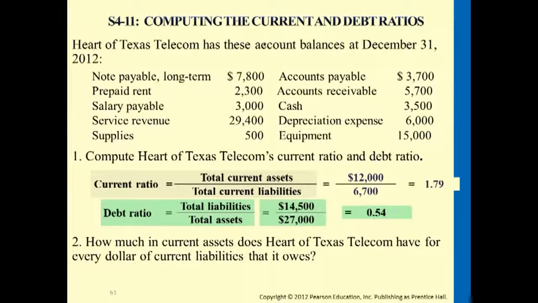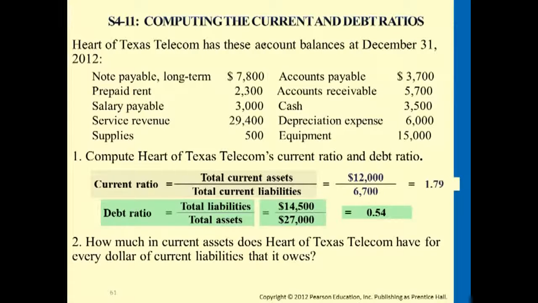Prepaid rent is a prepayment. Prepayments are assets. That falls under the current asset category. Salary payable is short-term, $3,000. Service revenue doesn't apply to this. Supplies, $500, is an asset. Accounts payable is a short-term liability. So accounts payable, you have $3,700.